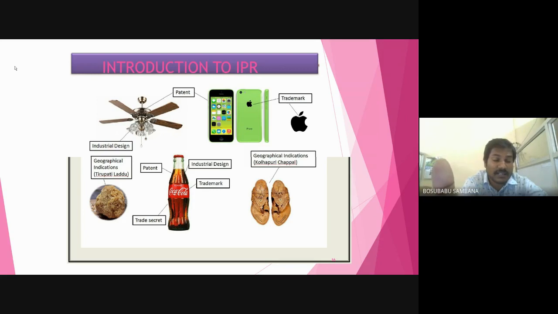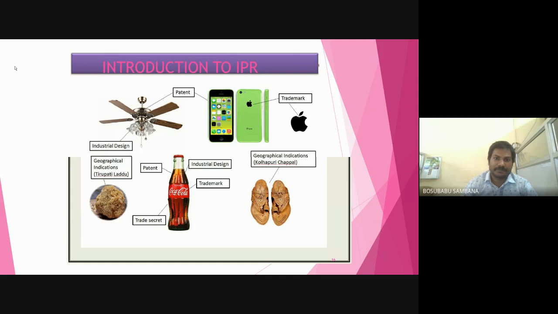Here, designs are categorized into three ways. And geographical indication, everyone knows, is like the famous Tirupati Balaji Laddu. Chappals also have geographical indications, like Kolhapuri chappals, and the bottle, Coca-Cola bottle and any cool drink bottle, comes under IPR. The design of layout comes under design patent. The trade secret is the formula, the liquid formula. The design of Coca-Cola is a trademark. The industrial design of layout is industrial design.